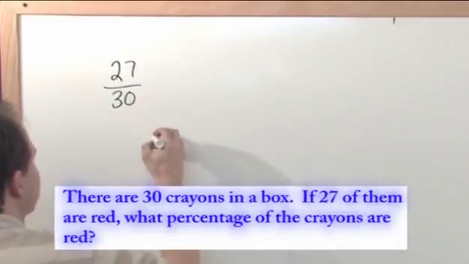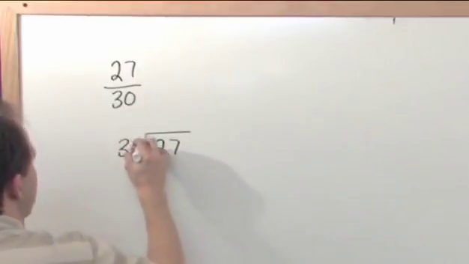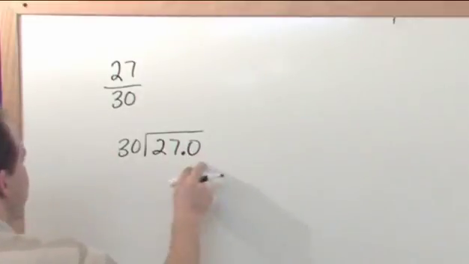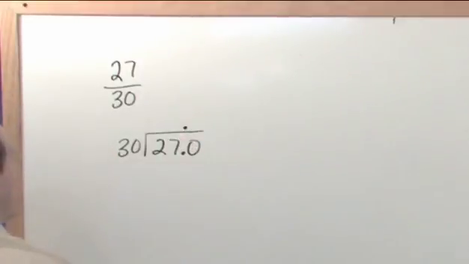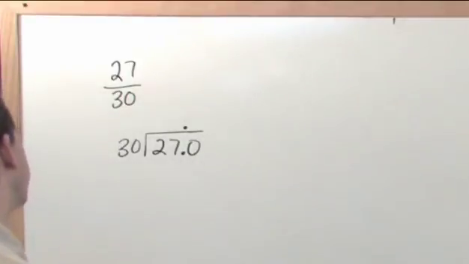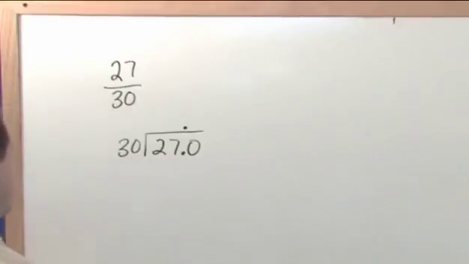So if I take 27 and divide by 30, I'm going to go ahead and add a 0 here with a decimal point, 27.0. So I'm going to have a decimal point in my answer. I'm going to get a decimal, and then I'm going to move that decimal point 2 times to the right, and that's going to give me a percent. So I'm going to do this division. Okay? How many times does 30 go into 27? Well, it goes 0 times, so I don't have to really do that.